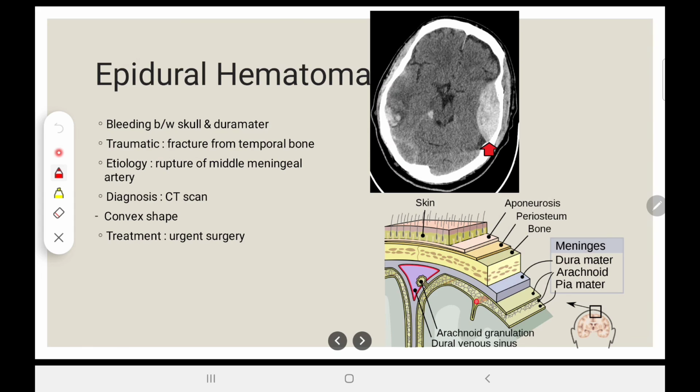Epidural hematoma. Bleeding between the skull and dura mater. It is because of traumatic fracture of the temporal bone. The etiology is rupture of the middle meningeal artery. How to diagnose? Use a non-contrast CT scan. The shape is convex, like this. Treatment is urgent surgery.